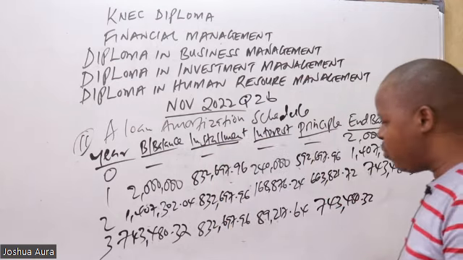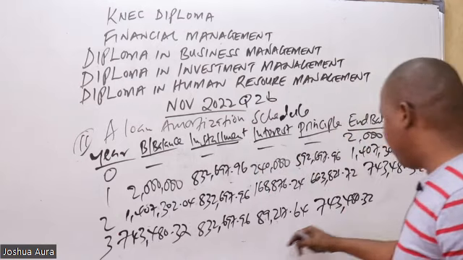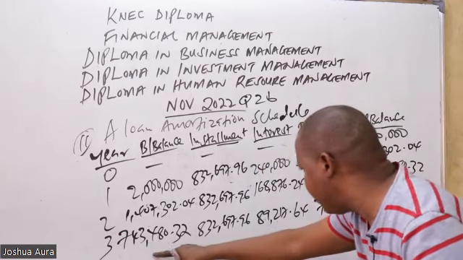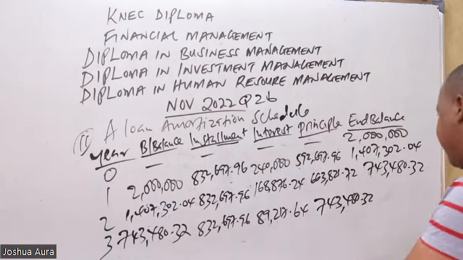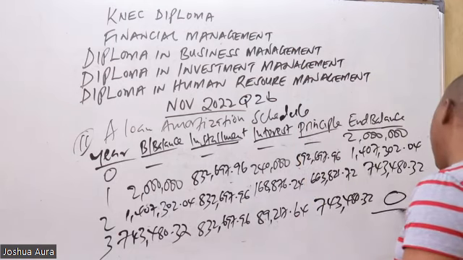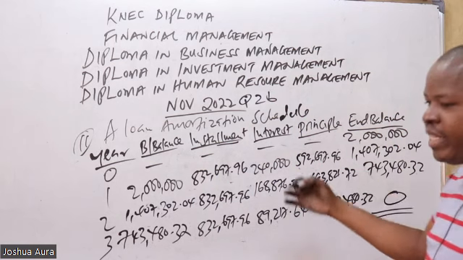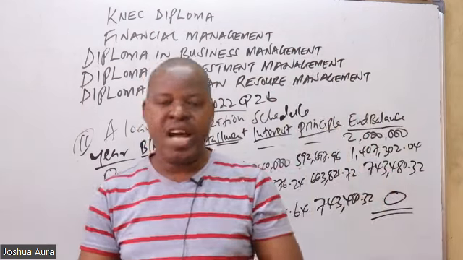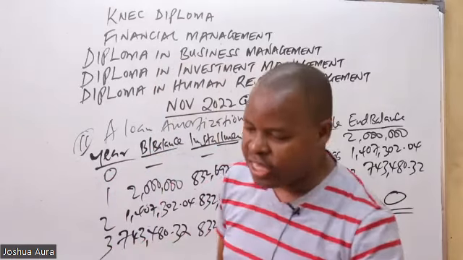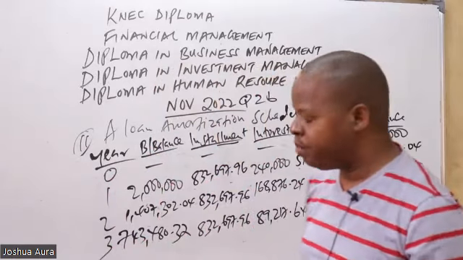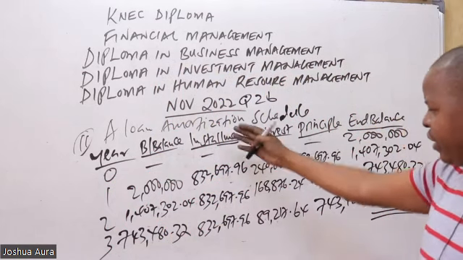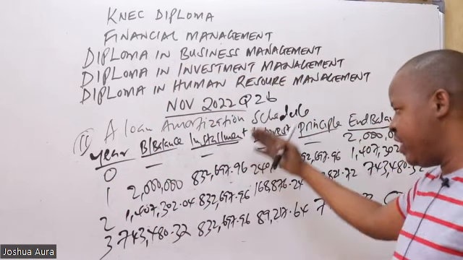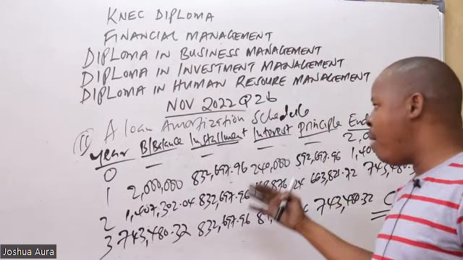And what will be our ending balance? We take the beginning balance minus the principal, and I believe the beginning balance is 743,480.32, which is the same as this, and our ending balance will be zero. Now, at the end of year 3, we will have fully paid that loan. So, guys, we have used annual rates, and this is how you do a loan amortization schedule.